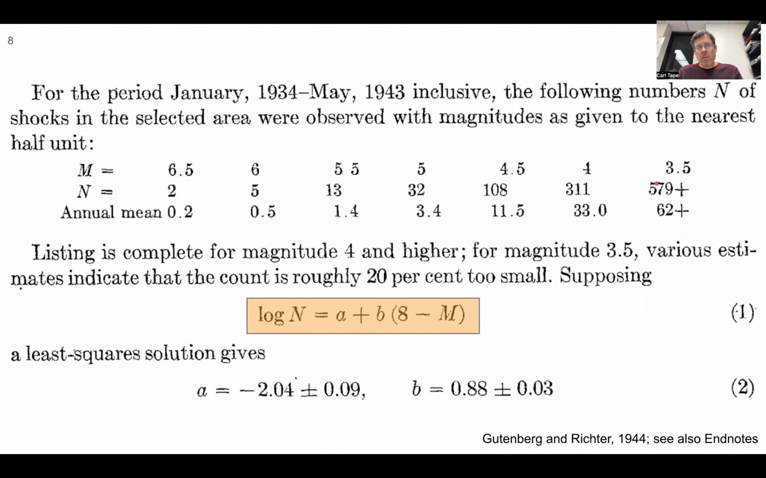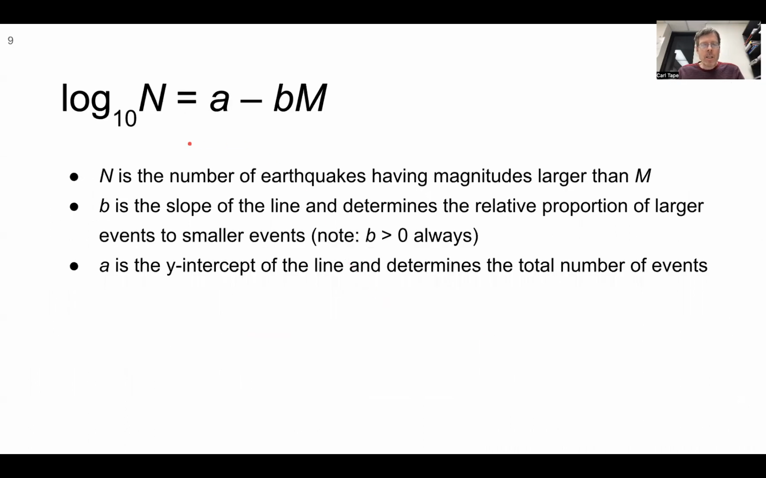And they found that this relationship could be expressed as a line where the log of the total number of events had an intercept term and slope term, which we'll explore next. So here's the expression. This is the Gutenberg-Richter frequency magnitude relation. And it shows n is the number of earthquakes having magnitudes larger than magnitude m.